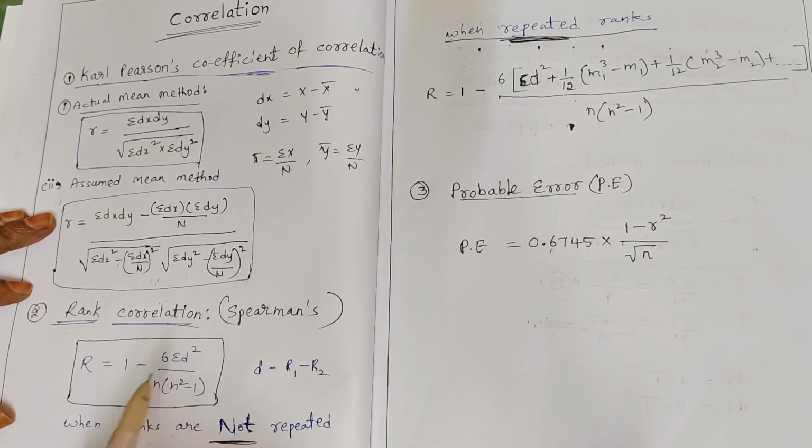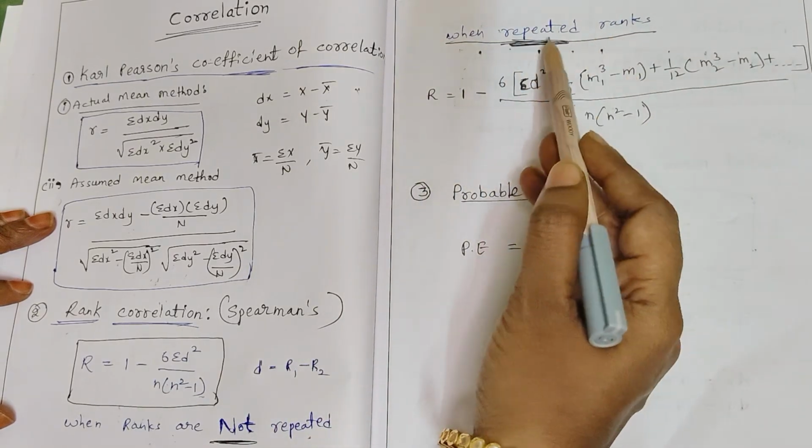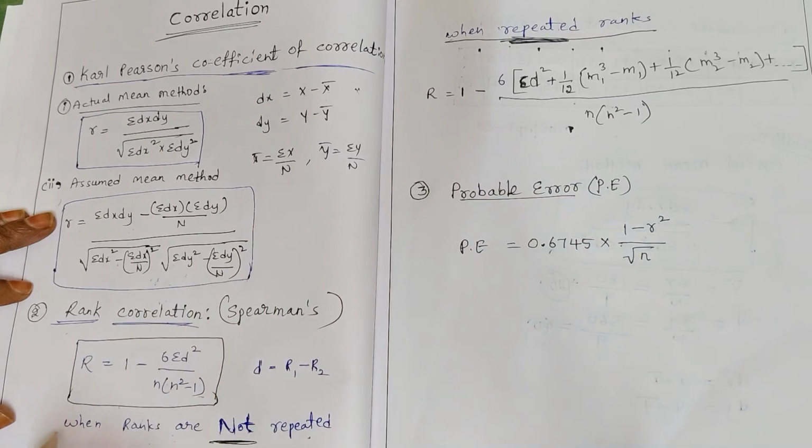In rank correlation, we have two types of problems. One is when ranks are not repeated, we can choose this formula. If ranks are repeated, then we will choose this formula. So, if ranks are not repeated, what is the formula?